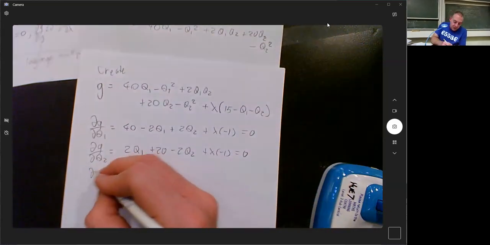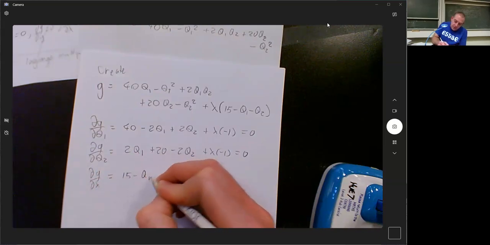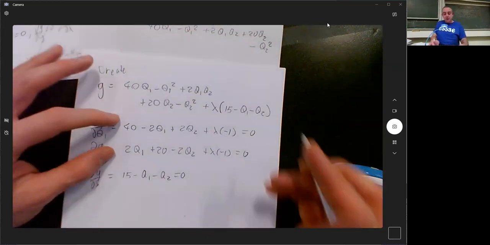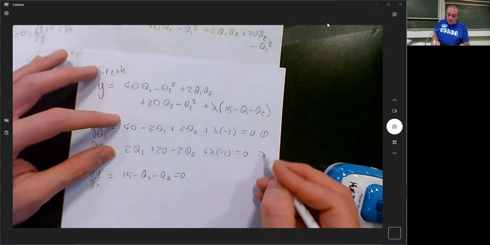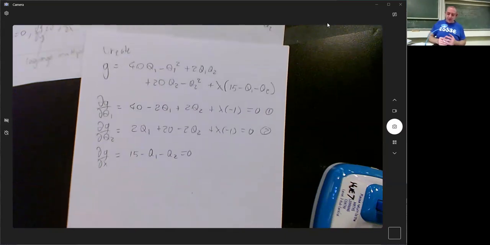And then officially, dg on d lambda is the 15 minus q1 minus q2. It always works out that way. And that's supposed to be 0 as well. And somehow I have to get the ones that involve the lambdas to match up. And this one's actually going to be quite nice because the lambdas already match quite nicely. So if I did number 1 minus number 2, that might do the trick.